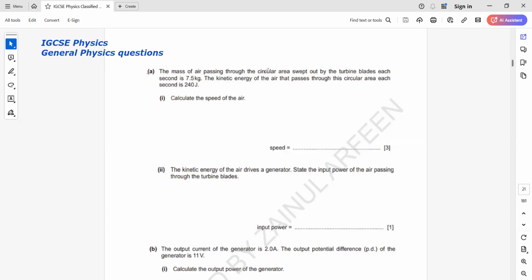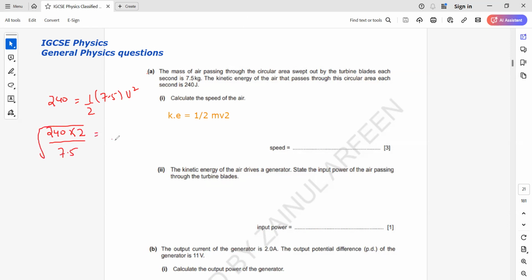The mass of air passing through a circular area swept out by the turbine blades in each second, like in 1 second, is 7.5 kg. The kinetic energy of the air that passes through this circular area is 240 joules in each second. Calculate the speed. So kinetic energy is half mv square. Then we have the kinetic energy, which is 240 joules. Half the mass is 7.5, and then v square. This 2 is divided, other side it will be multiplied. So 240 multiplied by 2 divided by 7.5.